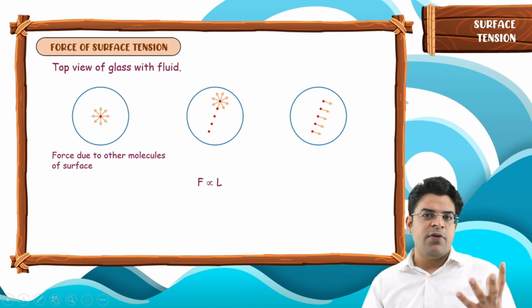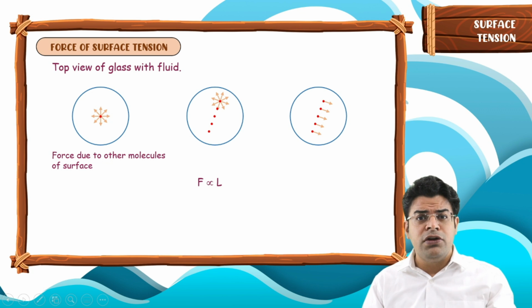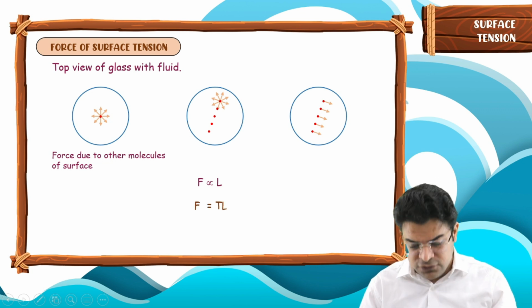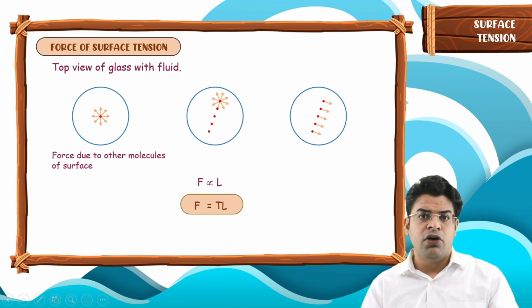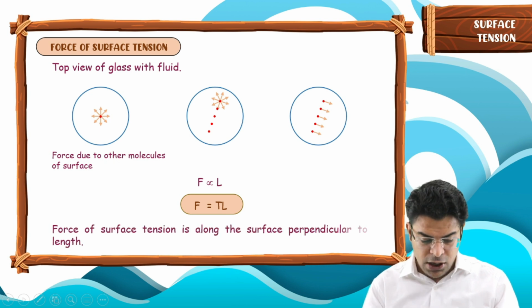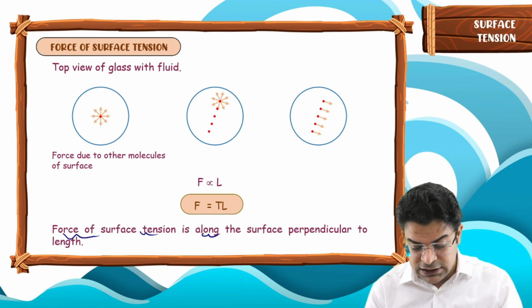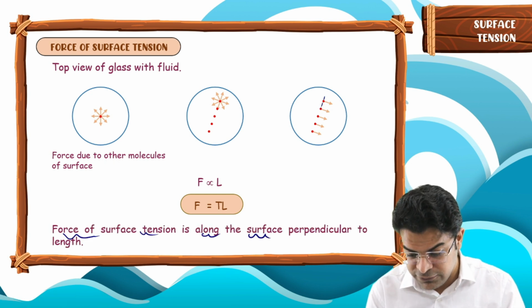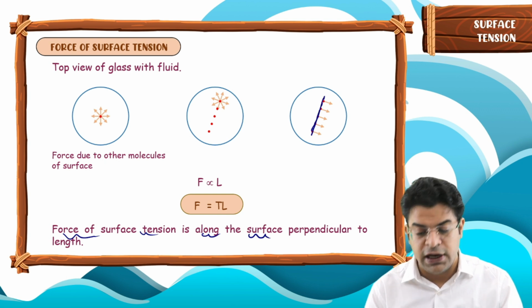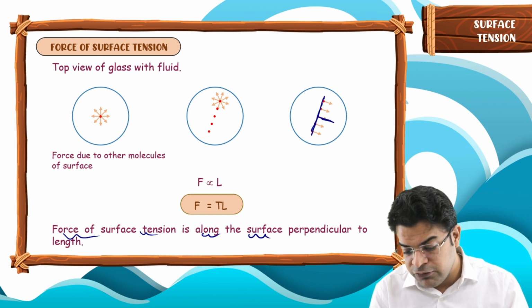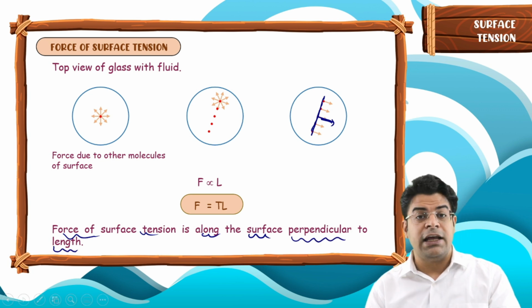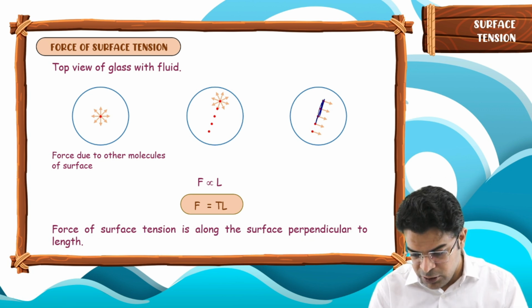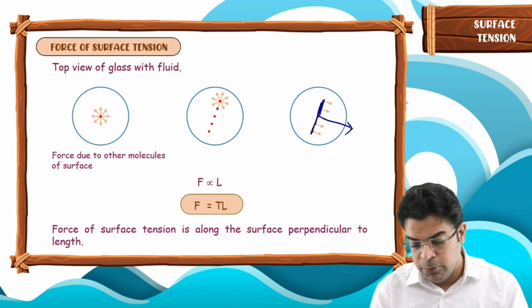Now every time physicists find a proportionality, what do they do? They add a proportionality constant. So here the proportionality constant is found to be again T, the same surface tension. What you need to remember is the force of surface tension is along the surface. The force of surface tension on one imaginary line is along the surface and perpendicular to the length of that imaginary line. So if this is your imaginary line, the force will come out to be perpendicular to it.